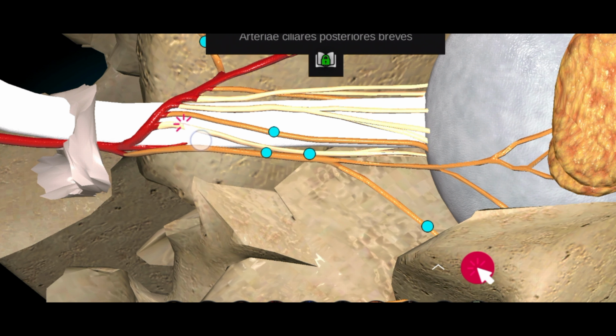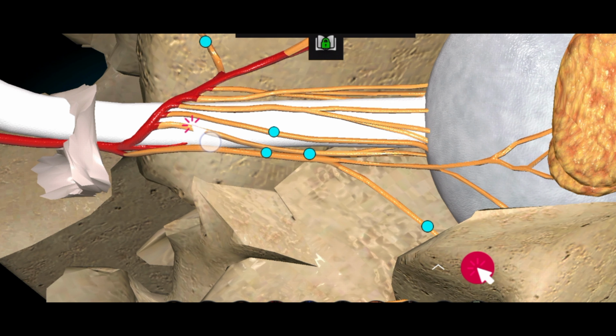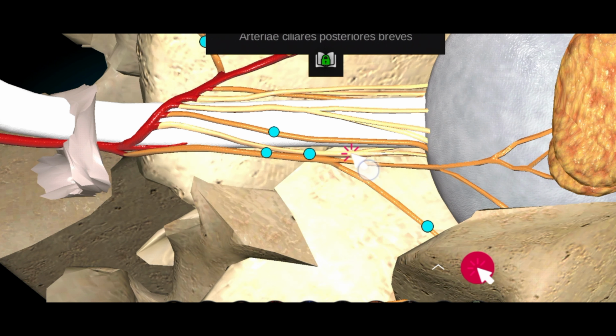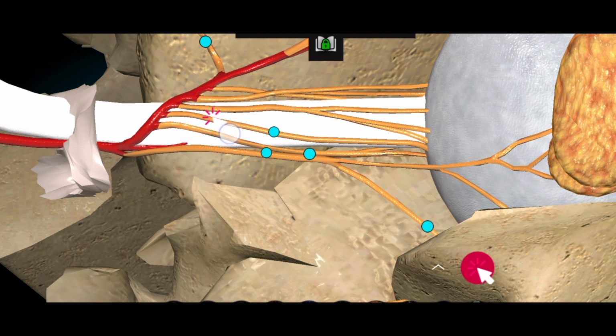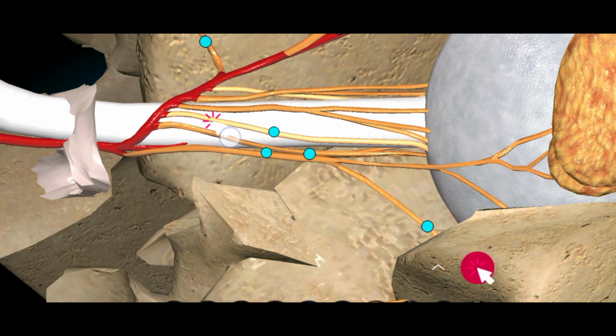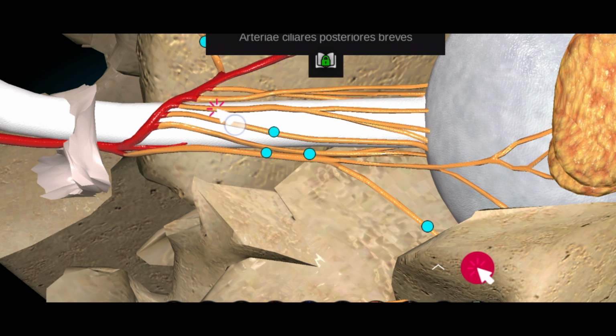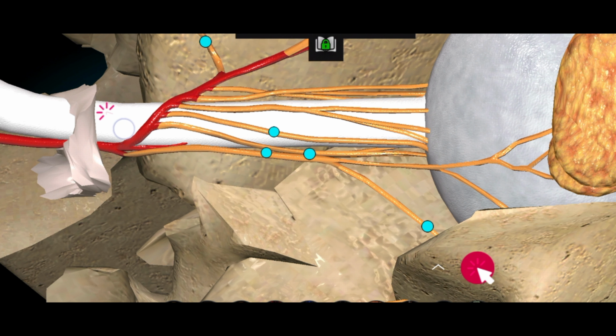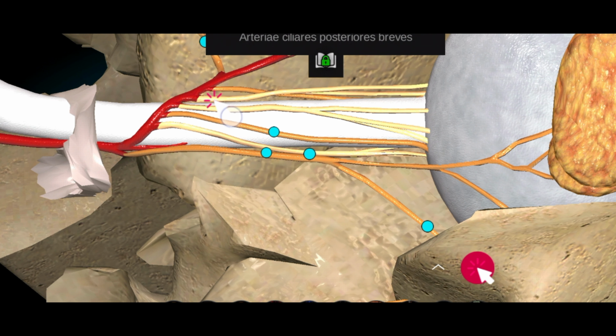Now here you can see another branch. These are the short posterior ciliary arteries, which supply the ciliary region. These are the long posterior ciliary arteries, which also supply those regions. This white structure is called the optic nerve, and these are the short ciliary arteries.